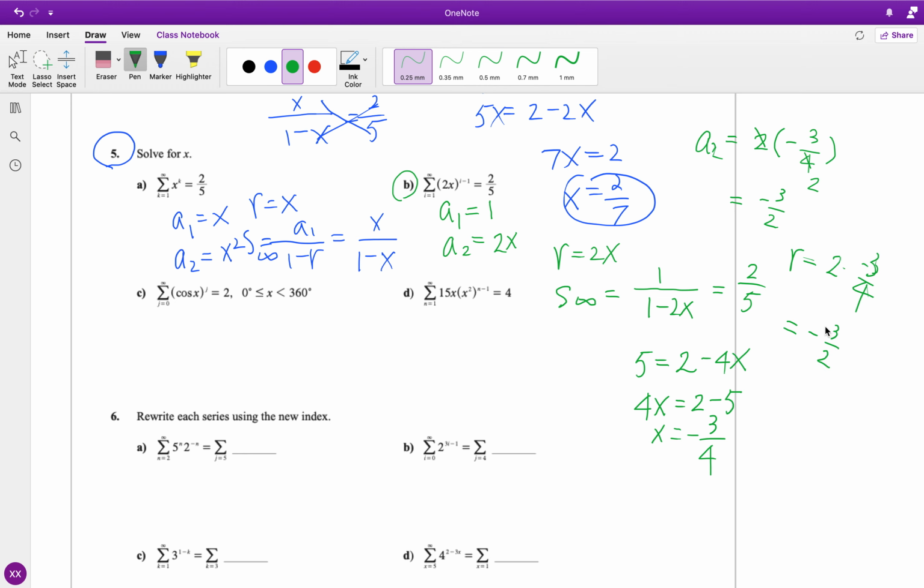Now again, this absolute value is larger than 1. Therefore, your sum does not exist. There's no such sum.